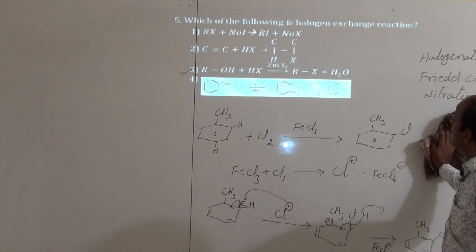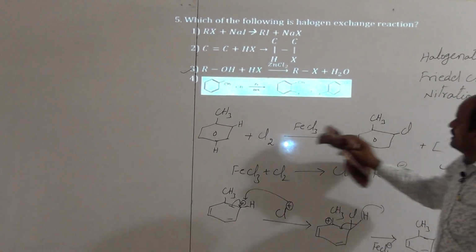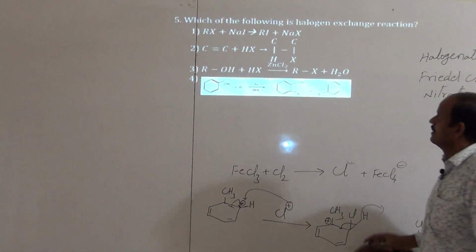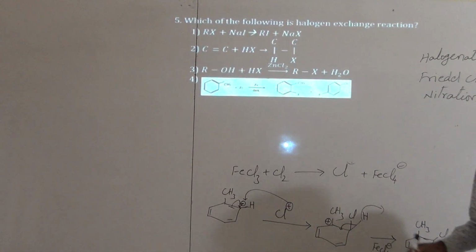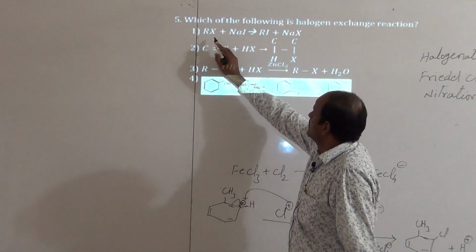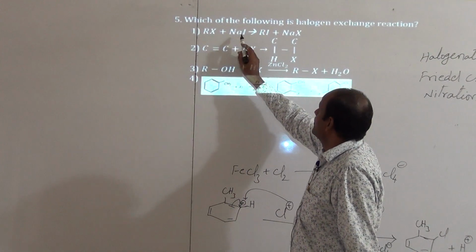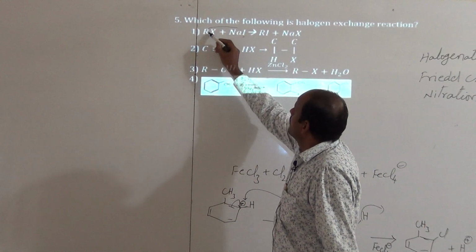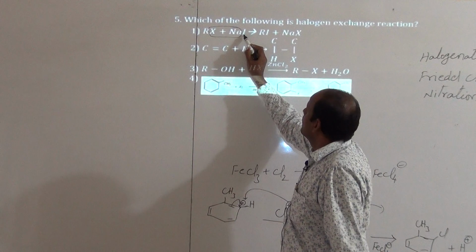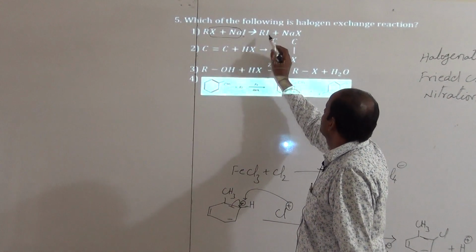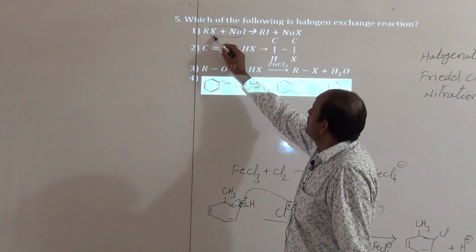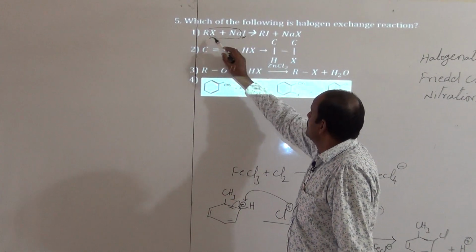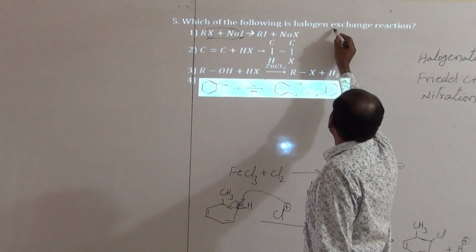Which of the following is a halogen exchange reaction? Which one is the correct one? If you observe the first one, what is that reaction? RX means alkyl halide, with NaI. Here iodide is there. Then NaX is removed and I is attached to R, then we get RI plus NaX. Means X is replaced by iodide. X means halogen only. Thus this reaction is a halogen exchange reaction.